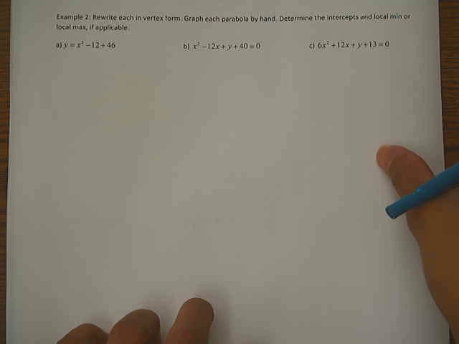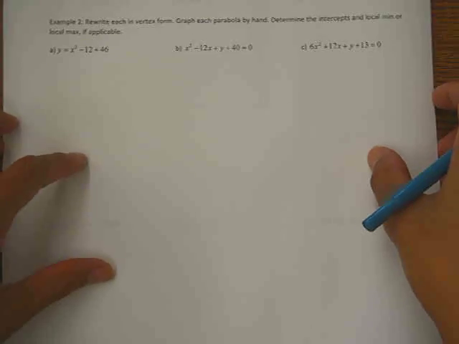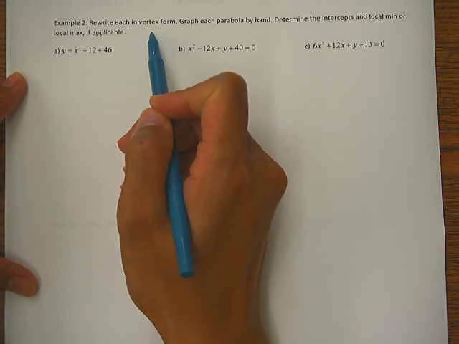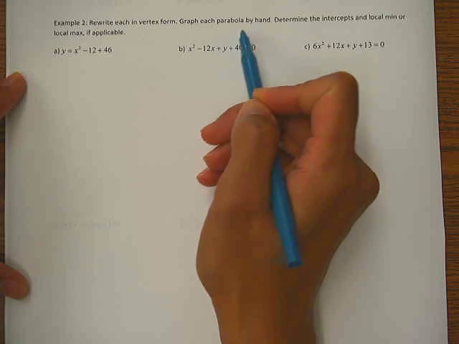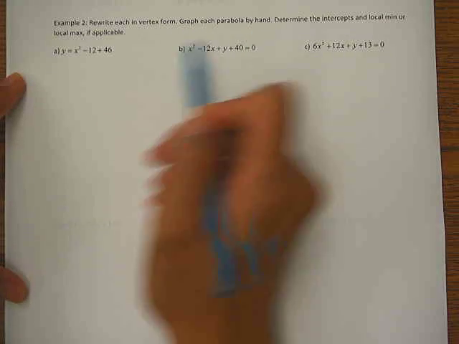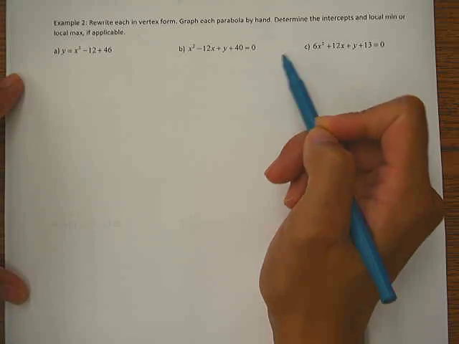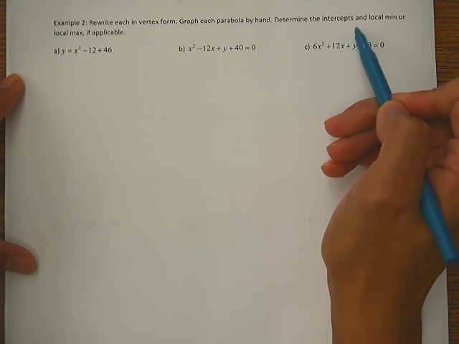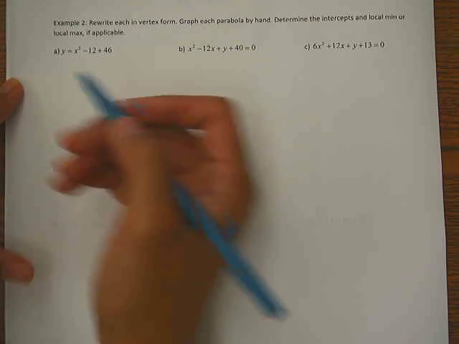Hey guys, so for this video we are going to start with example 2. Rewrite each in vertex form, so that's your H and K form. Graph each parabola by hand, that means no calculator at all. In fact, I don't want you to use a calculator at all on this whole thing, okay? Determine the intercepts and local min or local max if applicable.